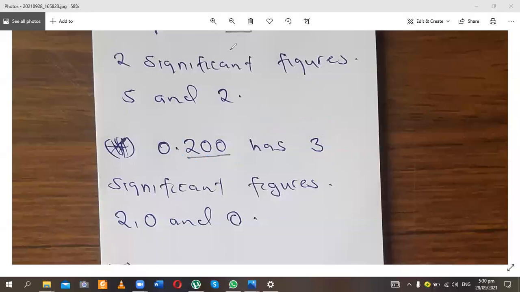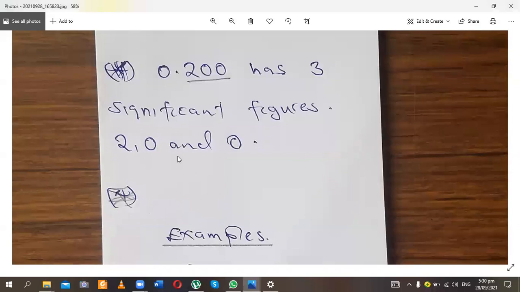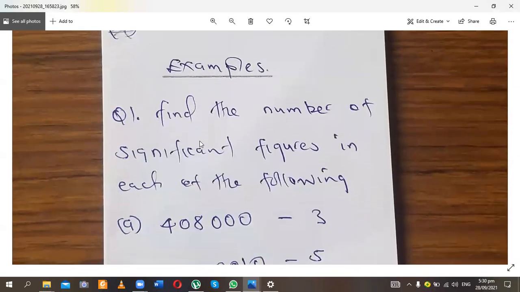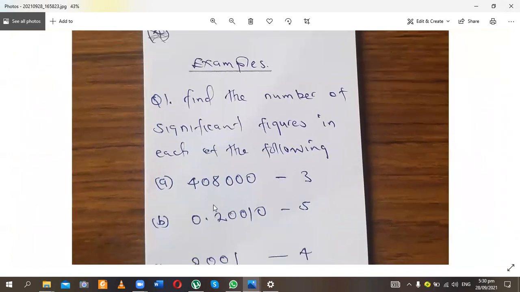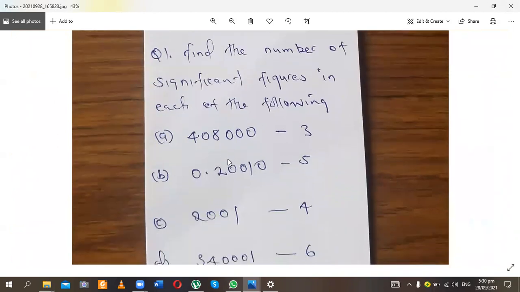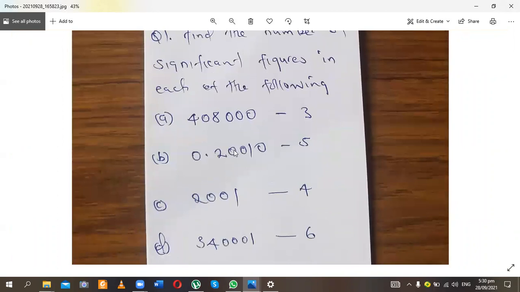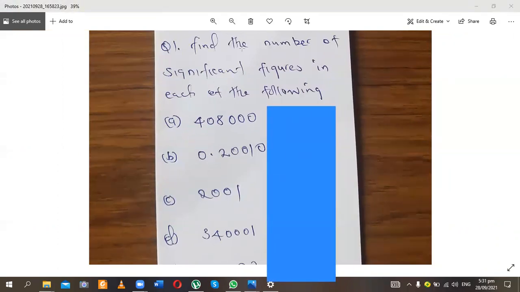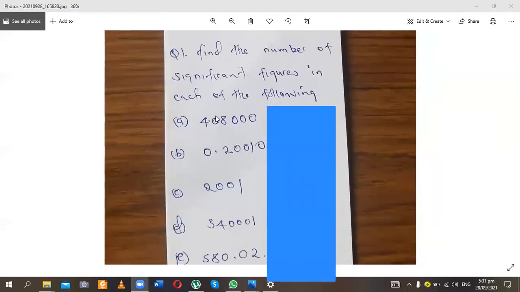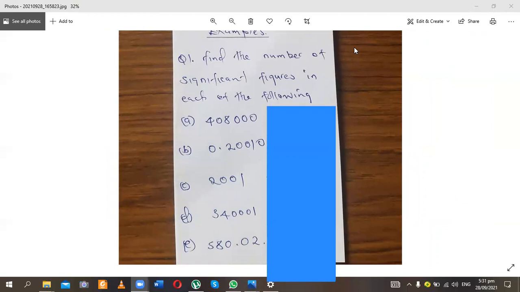And then we have examples, right? Over here, we have examples. The examples are saying, find the number of significant figures in each of these numbers. Let me just zoom out a little bit so that you'll be able to write in the best way. We are going to answer that together. Maybe I'll allow you to copy the questions down.